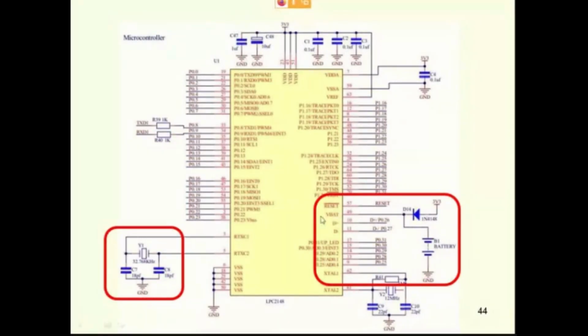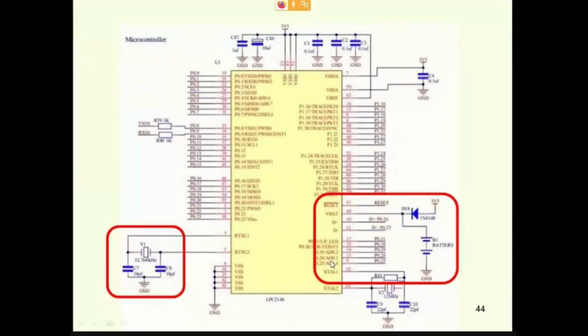So the LPC2148 has an on-chip real-time clock. For that, there is a V battery. If you look at the screen here, there is a battery. We need to connect a battery to this, and this diode will charge the battery as long as there is a power supply. If the power supply goes off, the display will disappear, but the clock will continuously run.